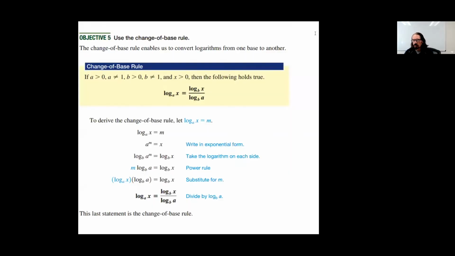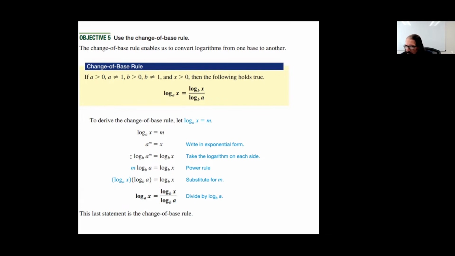A lot of calculators only work with the common log and natural log, base 10 and base e, respectively. Or if they can work with other bases, it takes more work to get to them, more buttons to push. So it's better to know the following change of base formula. We start out with the log of x in base a is equal to m. That could be any base. Rewrite that as an exponential expression. The answer to a logarithm is an exponent, so that m is an exponent for the base a.